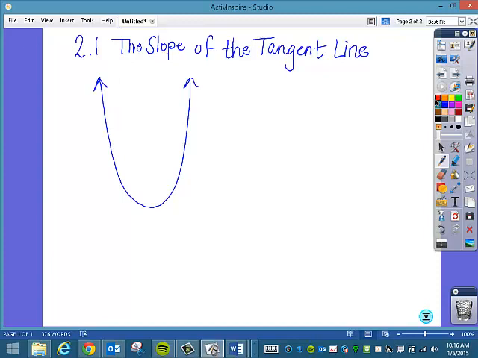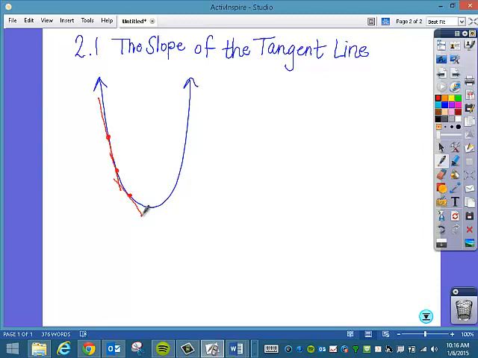So this is my curve, my parabola. My tangent line is going to touch my graph at exactly one point. So this is my point. My tangent line would just touch that curve just at that one point. So if this is my point, here would be my tangent line. I want you to notice both of the slopes of these tangent lines are negative.